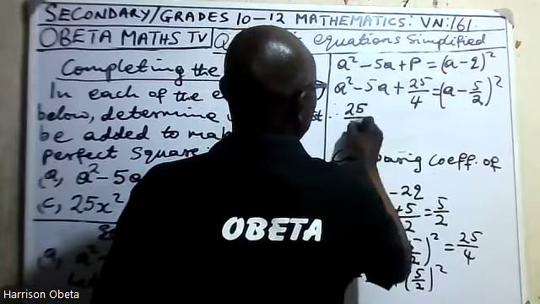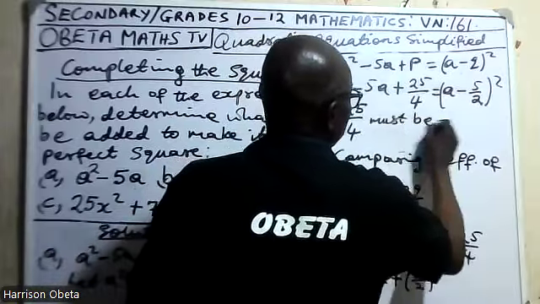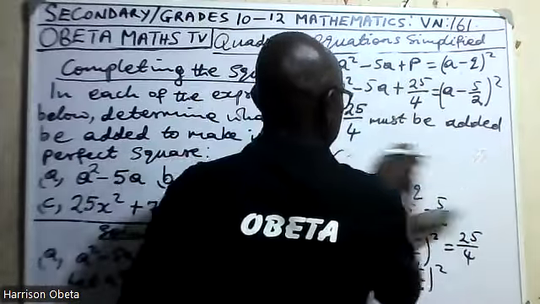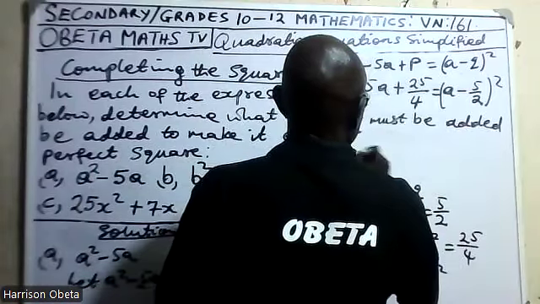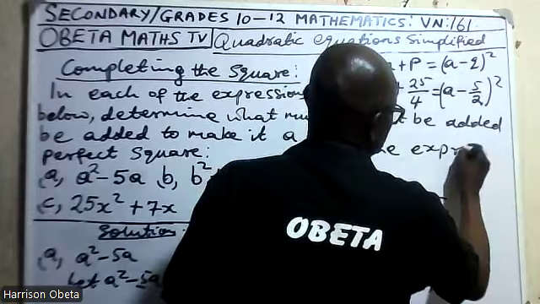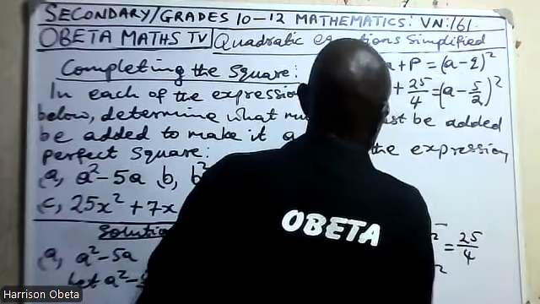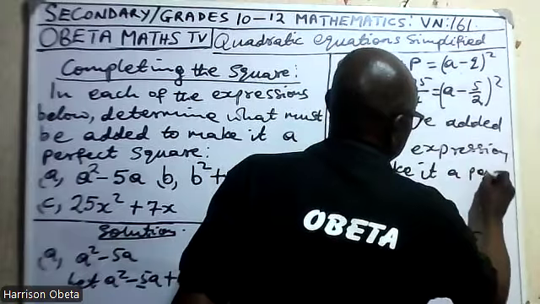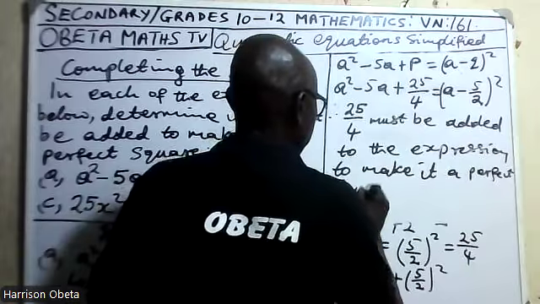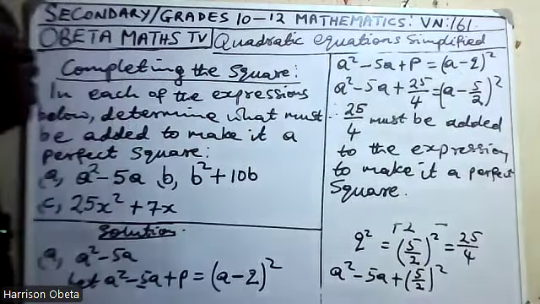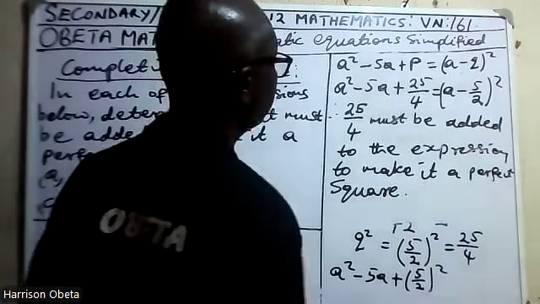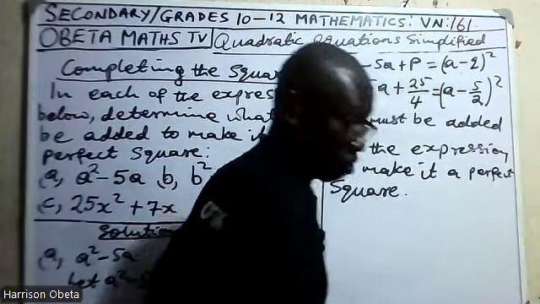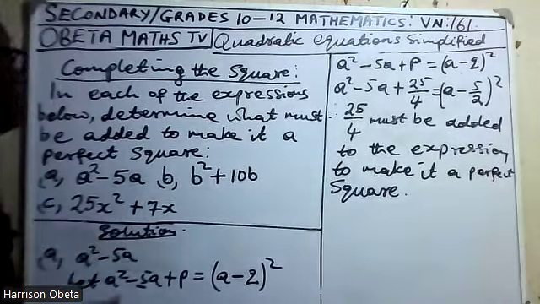Therefore, 25 over 4 must be added to the expression to make it a perfect square. So we have seen how we solved it, and we have finally come to the end of the first number. But there is another shorter method apart from following this long method.